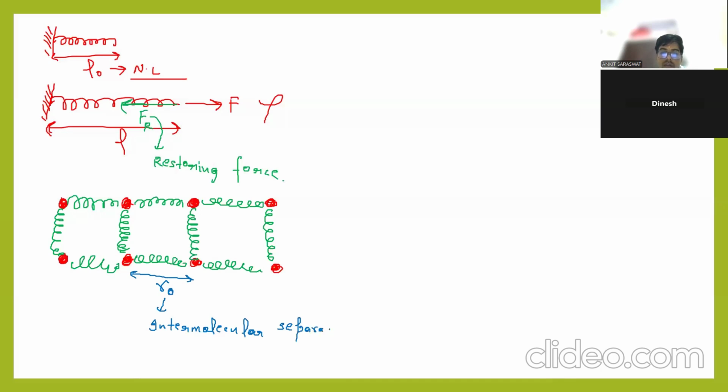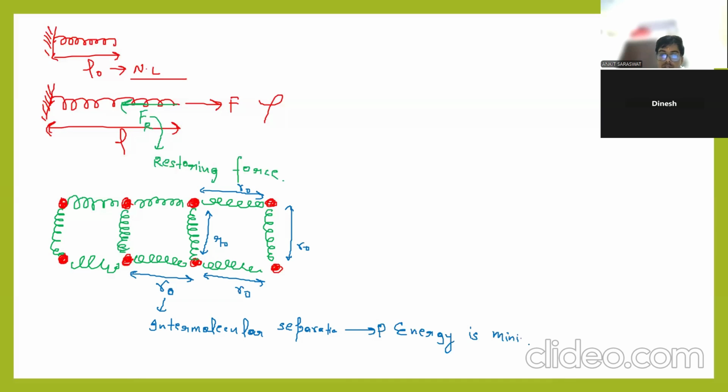Here also R naught. Here also R naught. R naught is the intermolecular separation. At this intermolecular separation, energy is minimum. All the particles have minimum energy. That minimum energy I'm talking about is potential energy, because potential energy is an energy due to its configuration. Clear?